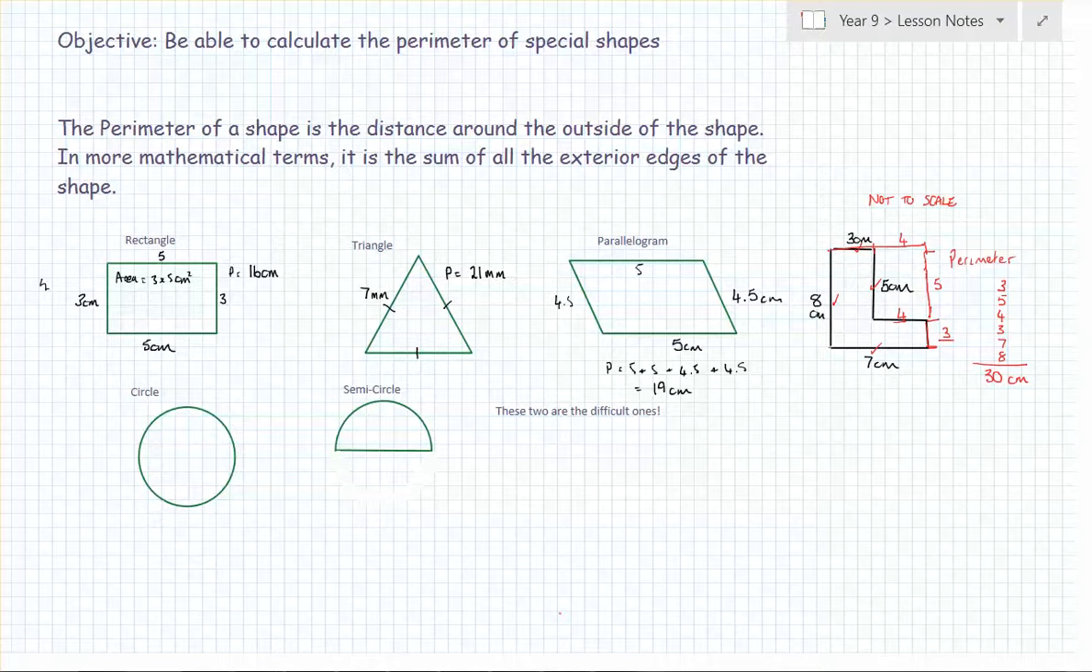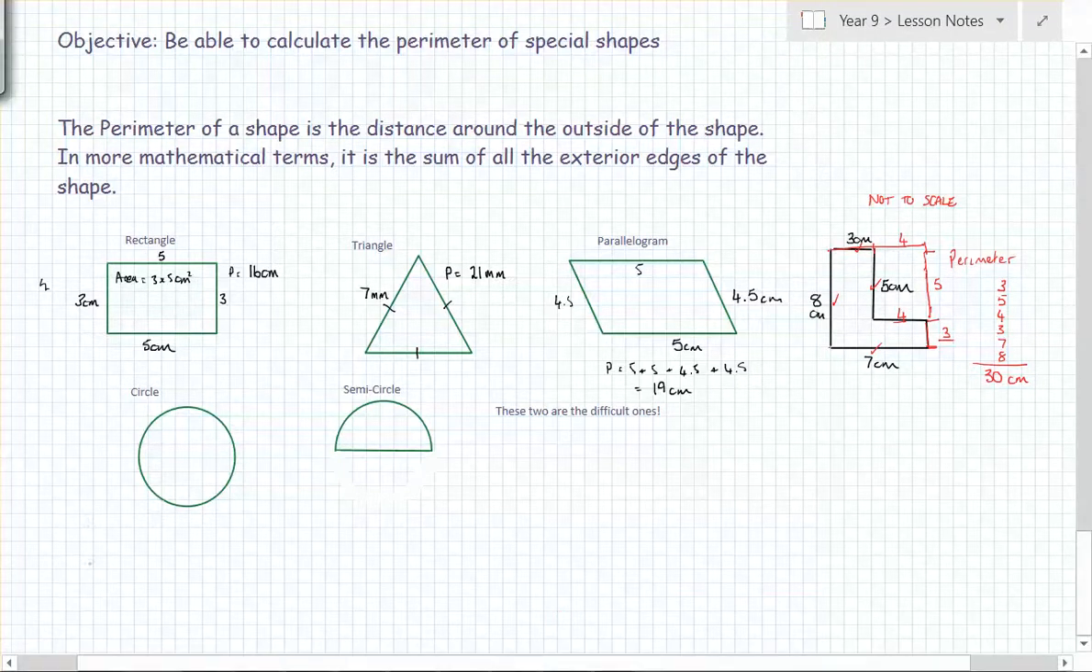Now, do you remember how to work out the area of a circle? Yes, you do, okay? What's the formula for the area of a circle? It's pi times something squared. What's the something?